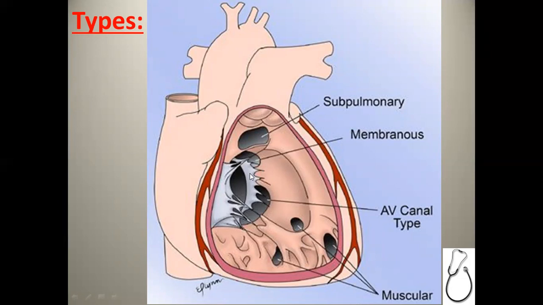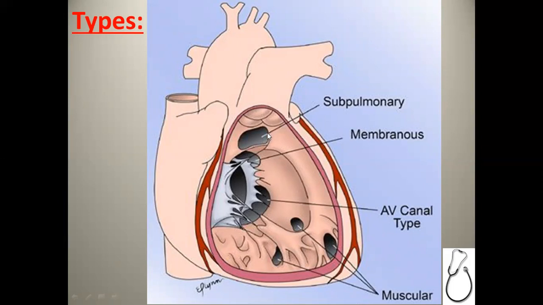The second one is supracrestial or subpulmonary. It is less common, located superior to the crista supraventricularis, just beneath the pulmonary valve.